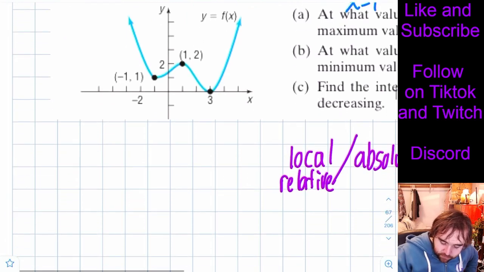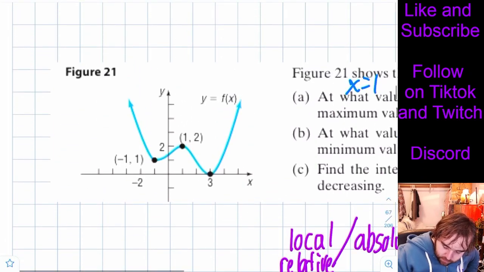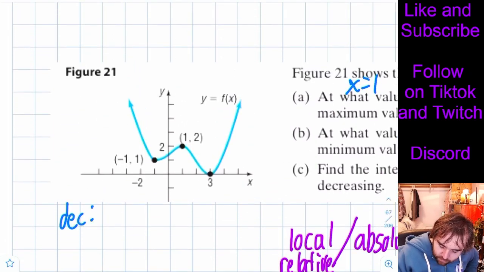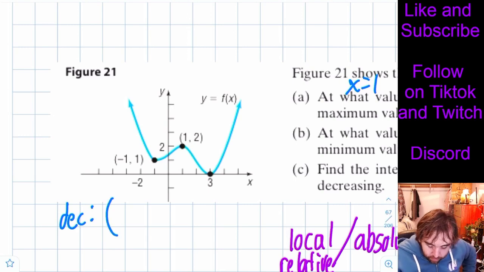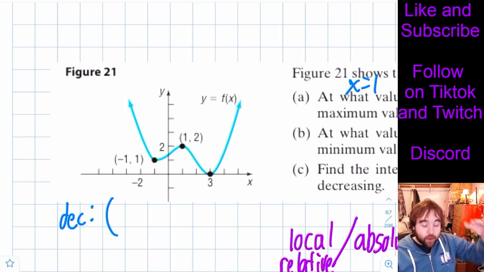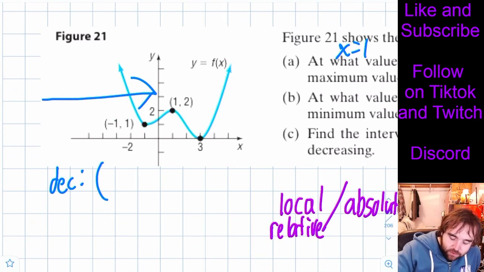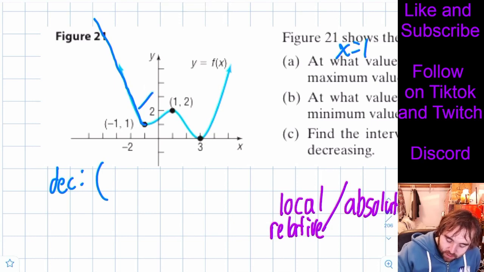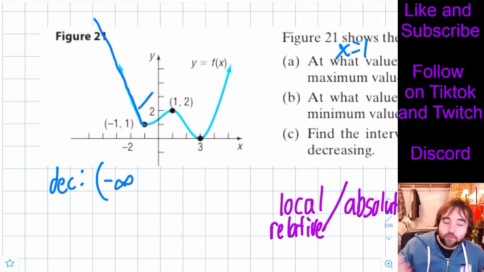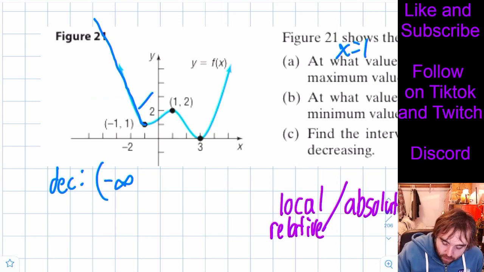So let's do decreasing first. Where is it going down? So again, left to right. Well, it starts off going down, right? Because don't be fooled by the arrow pointing up. The graph is going up, but remember, we're always looking left to right. So going left to right, if we were drawing the graph left to right, we'd be going down. We'd be decreasing to start off. So we're decreasing from x equals -infinity all the way up to x equals -1.